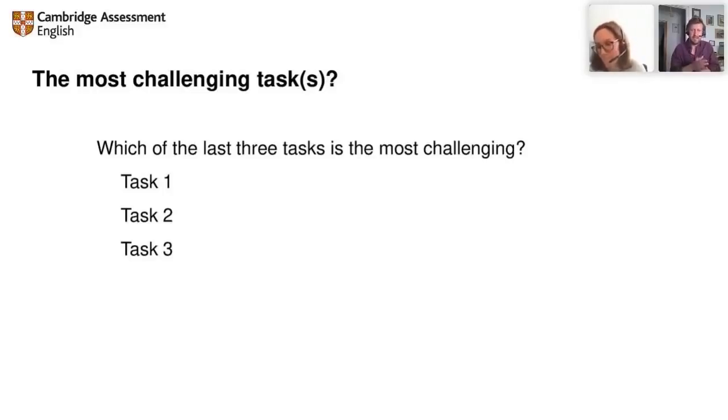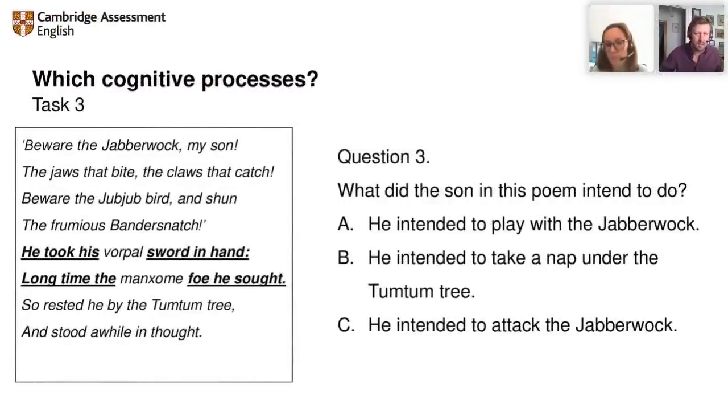I mean, at A2 and B1, we only have a reading paper or a reading and writing paper. So a lot of what at higher levels is split into use of English is very much part of our understanding of reading. And yes, task 3, we think was the most challenging. Task 3 was reading to infer. So it was reading what was not explicitly stated. So we ignored the nonsense words, vorpal and manxome, and by means of inference, by inferring the implicit, we all got answer C.